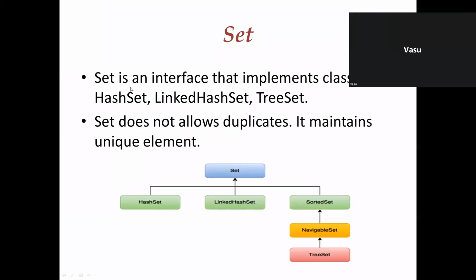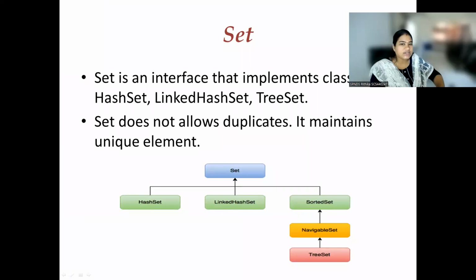Set is also an interface that implements classes like HashSet, LinkedHashSet, and TreeSet. We have seen that List allows duplicates and maintains insertion order. However, Set does not allow duplicates. First thing, major rule: Set does not allow duplicates. Never will it allow duplicates. Let's see some examples.